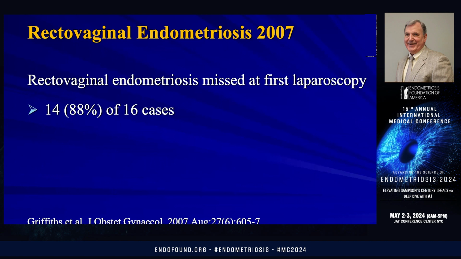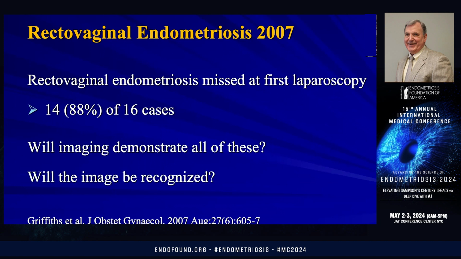Look at some specifics of this. In Griffith's study, 14 of the 16 cases of rectovaginal endometriosis they did had been missed at previous surgery. 14 of 16 missed at previous surgery. People who looked at them laparoscopically and missed it. Question is, how many of these will imaging demonstrate?